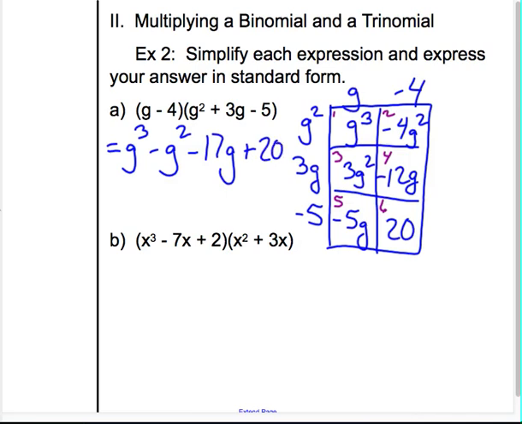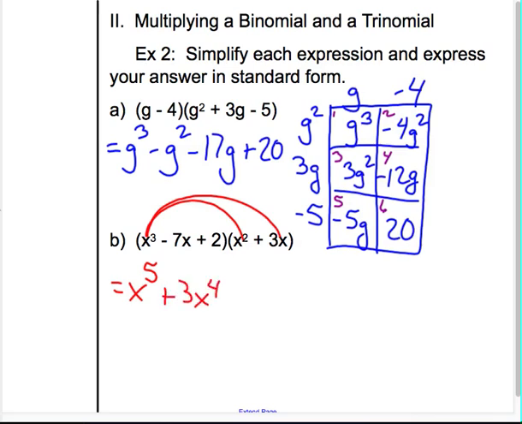Alright, so the last one I'm going to use the distributive property again. So this time I've got 3 terms in my first one, so I have to distribute all 3 of those terms to each of the 2 terms in my binomial. So I'm going to start with my x cubed times x squared. Remember, when we multiply powers, we add the exponents. X cubed times 3x gives me a positive 3x to the 4th.